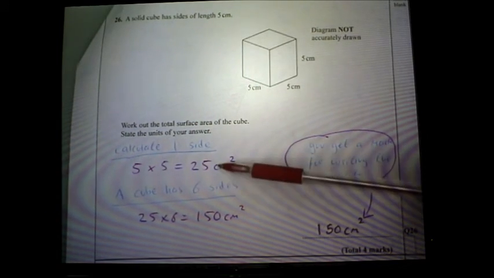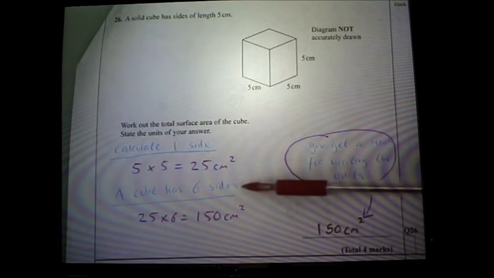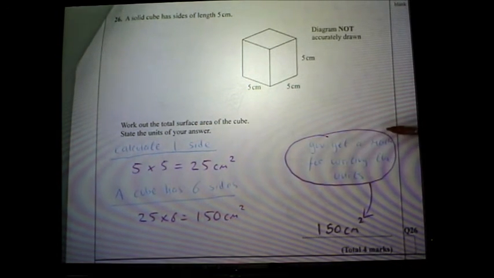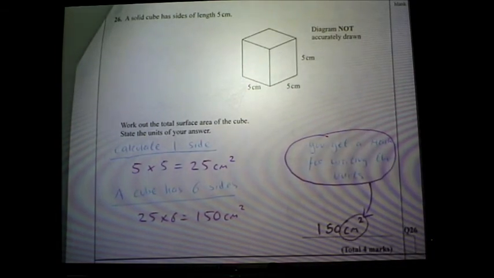Next one, question 26. Work out the surface area of this one. First of all, calculate one side, so 5 times 5 is 25. You probably get 1 mark for that. A cube's got 6 sides, so I've multiplied it by 6, you get another mark for that. Probably get 2 marks for doing that actually, and you do get a mark here for putting the units on, so put down centimetres squared, that'll also get you an extra mark.